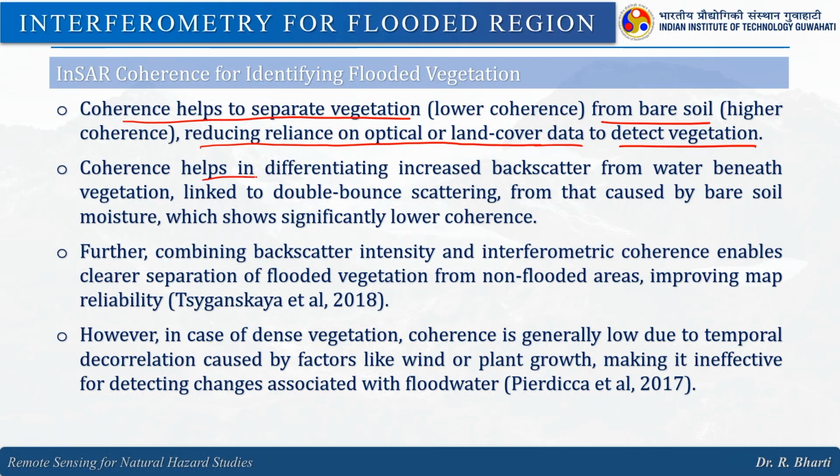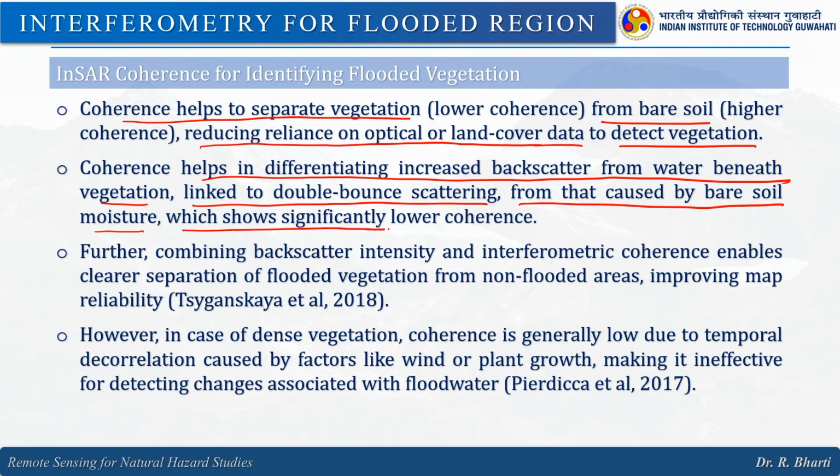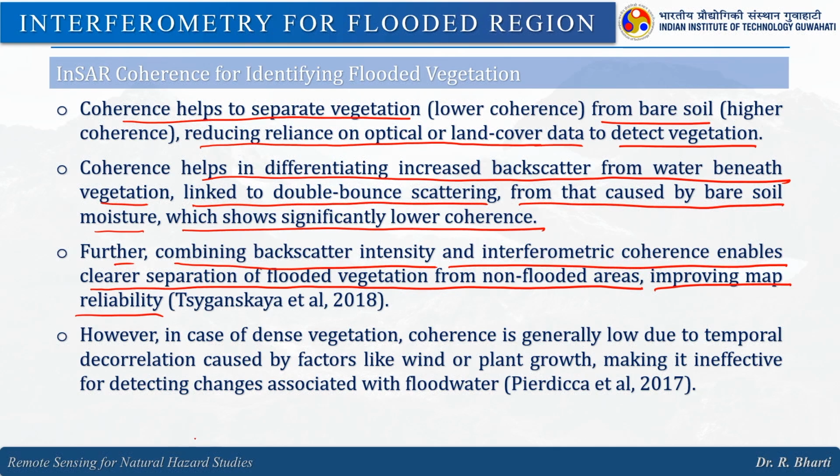It also helps in differentiating increased backscatter from water beneath vegetation, linked to double bounce scattering, from that caused by bare soil moisture, which shows significantly lower coherence. Further, combining backscatter intensity and interferometric coherence enables clearer separation of flooded vegetation from non-flooded areas, improving map reliability.